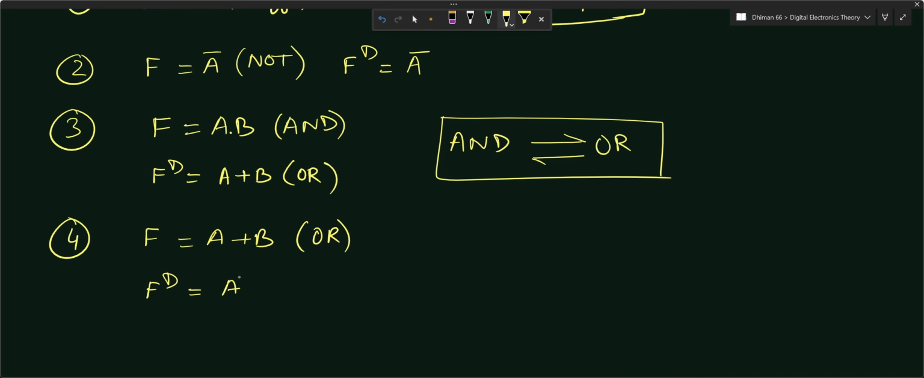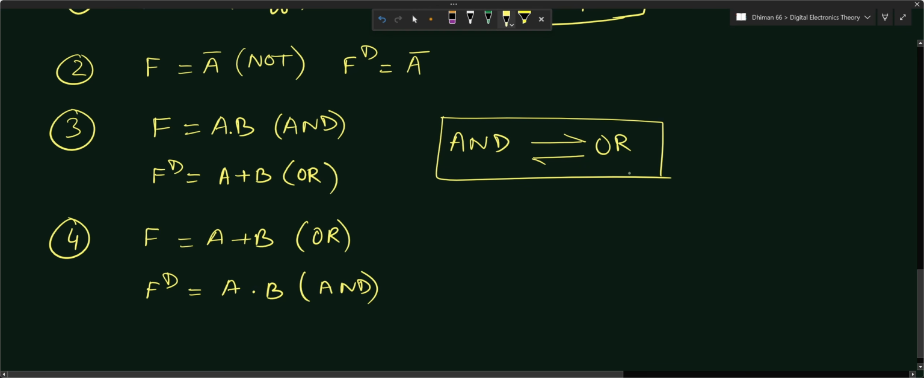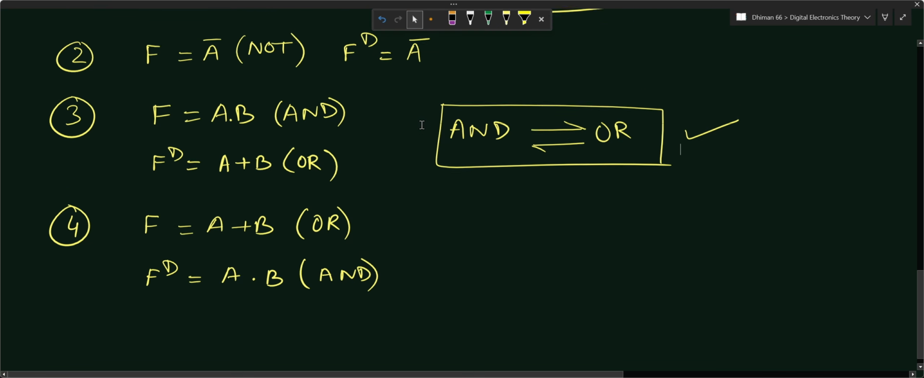Operands will remain as they are, the variables will remain as they are. So a will remain as it is, b will remain as it is. Here we have a plus, it will be replaced with a dot. That means now it is becoming an AND operation. Okay, that means OR can be replaced with AND operation. Okay, this is the fourth example.